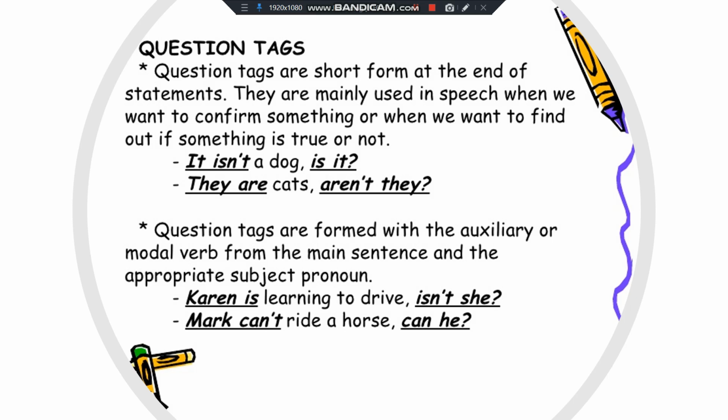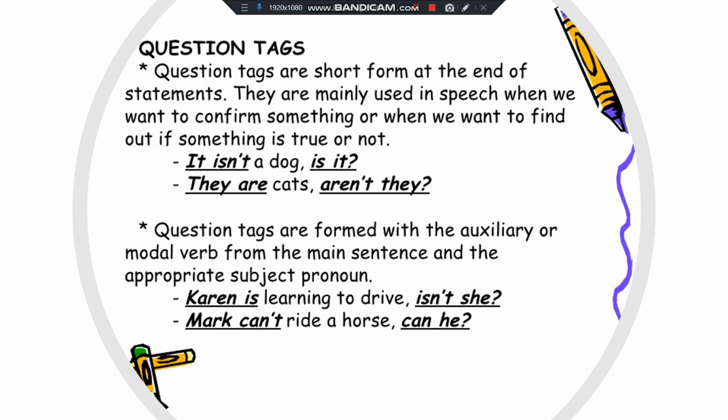Question tags are formed with the auxiliary or modal verb from the main sentence and the appropriate subject pronoun. You can take the question tags from the main form only. The only thing you need to remember, whether it's a positive statement or a negative statement, is that you just need to change that alone.